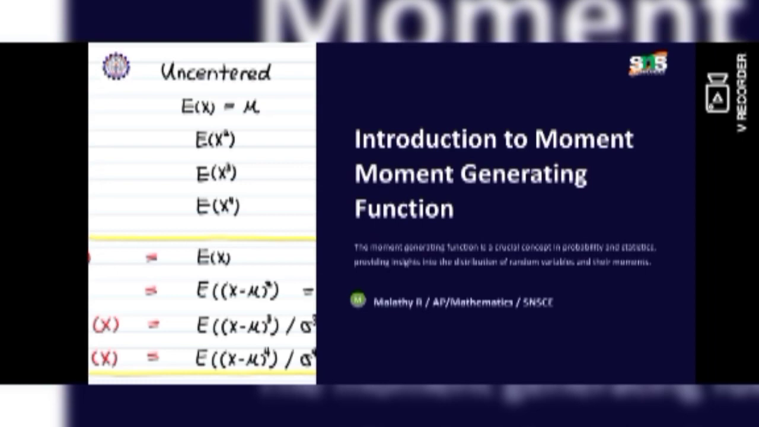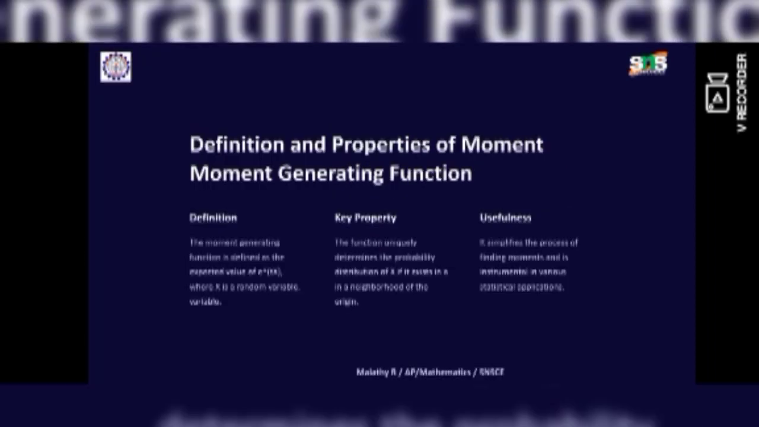An important difference between the characteristic function and the moment generating function is that the characteristic function always exists, whereas the moment generating function exists only if all the moments exist. So the moment generating function we will denote as MGF. In this we are having the definition, properties, and usefulness of the moment generating function.